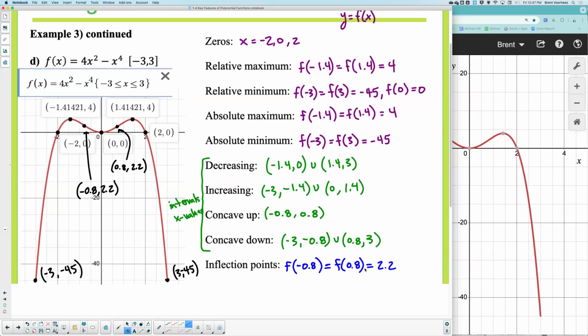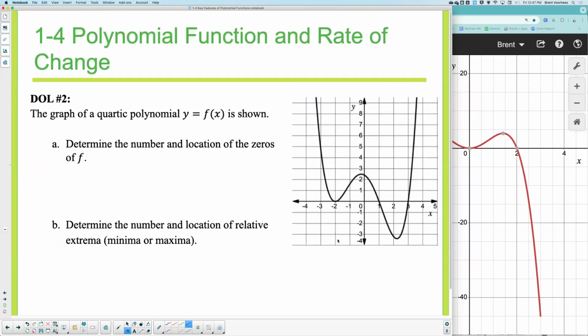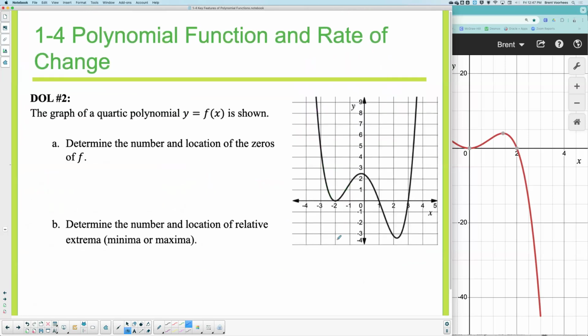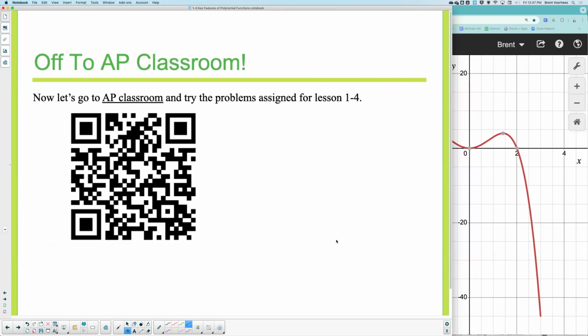Okay, from here, you have the DOLs on the packet, where you can look at this one and this one, and then you can jump on to AP Classroom for lesson 1.4.